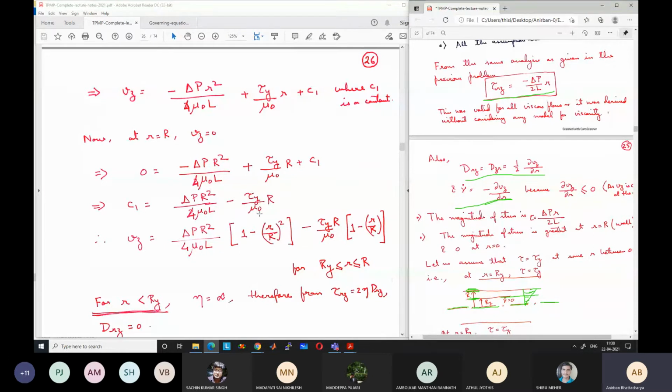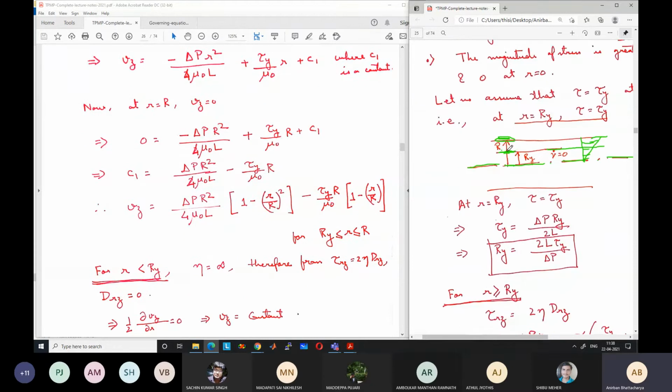Vz is equal to ΔP R square by 4 μ0 L within bracket 1 minus small r by capital R whole square, minus τ_y capital R by μ0 within bracket 1 minus small r by capital R. Okay, so this is the velocity variation with respect to r, for values of r which are greater than r_y but less than capital R. This is the velocity variation from this region to this region, and it varies like a quadratic profile.